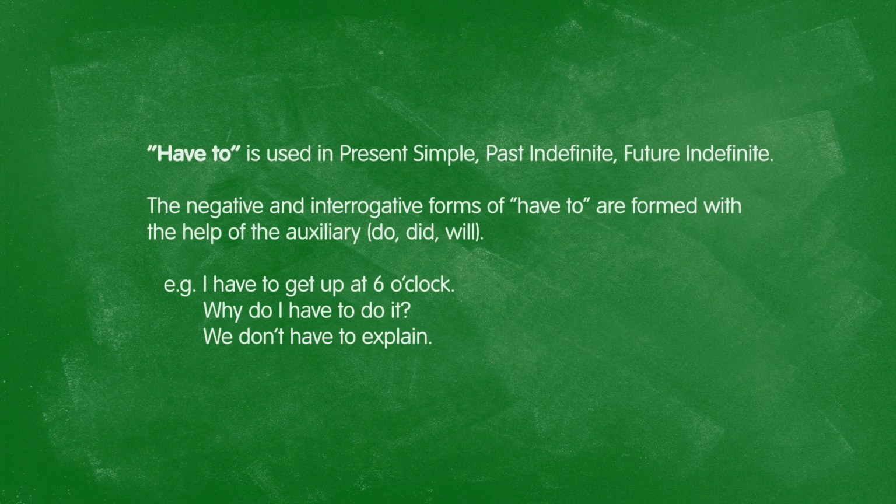On the other hand, the modal verb have to is used in the present simple, past indefinite, and future indefinite tenses. And the negative and interrogative forms of sentences using these structures will need the help of an auxiliary: do, did, or will. Like in the examples, I have to get up at 6 o'clock in the present tense, so no auxiliary. Why do I have to do it? A question, so we need the auxiliary do. Or we don't have to explain. Here, because I'm speaking negatively, we need the auxiliary don't.